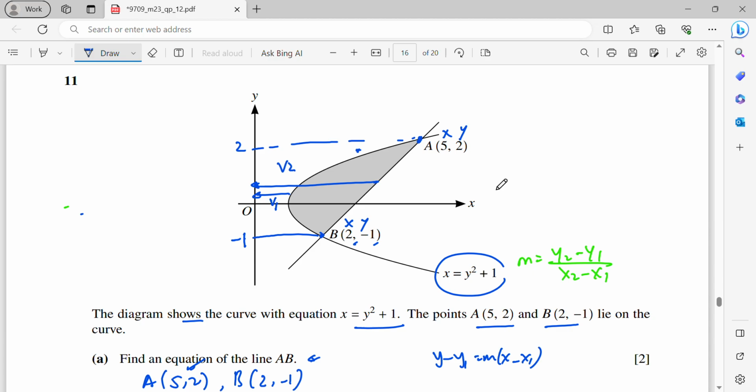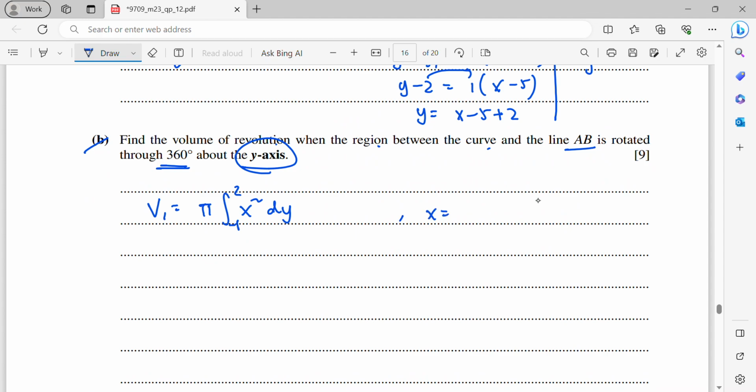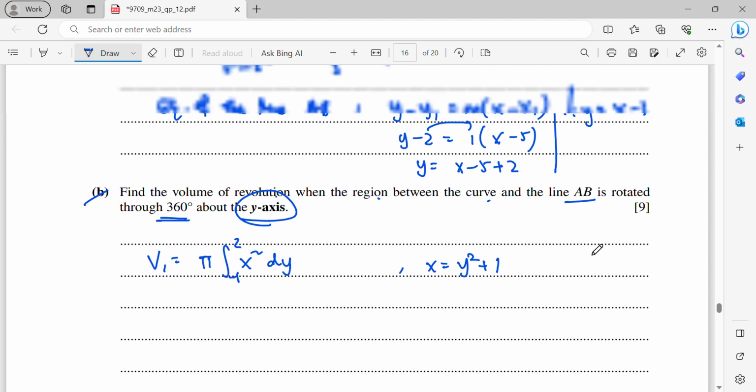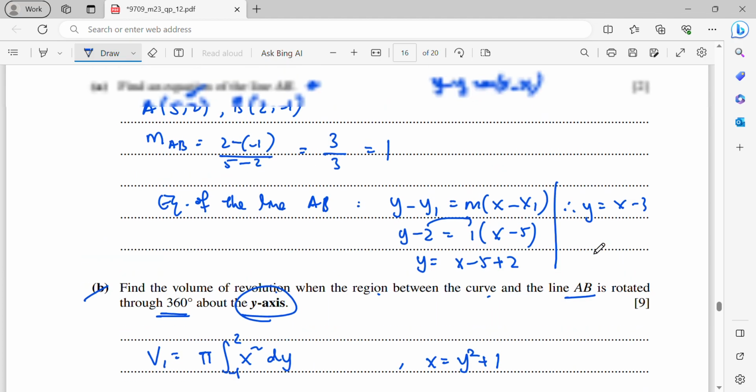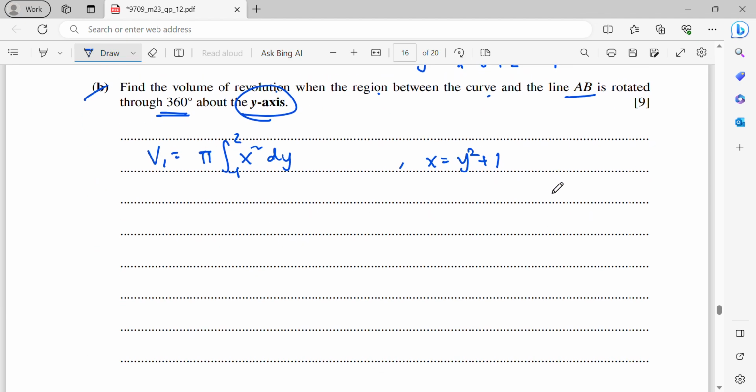Now, for your information, this V2 is the region. Sorry, I'm finding V1 now. V1 is the rotation of the region below the graph. So now I have to copy my graph equation. x equals y squared plus 1. Alright. So now it will be x equals y squared plus 1.